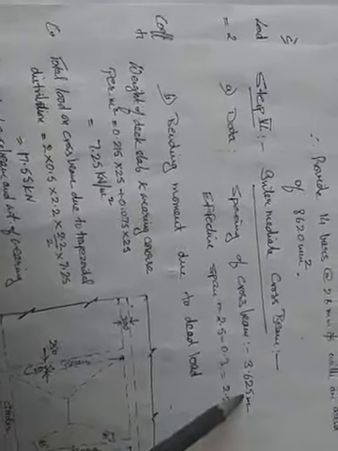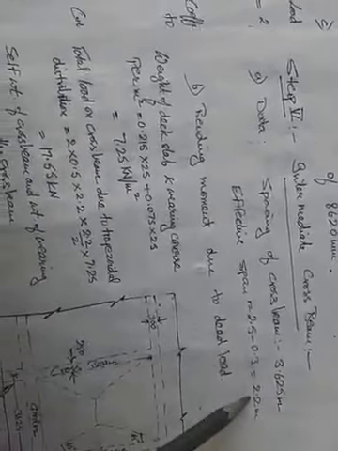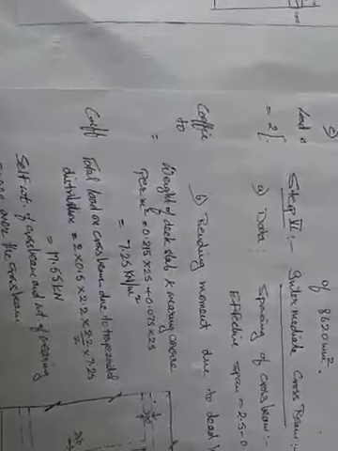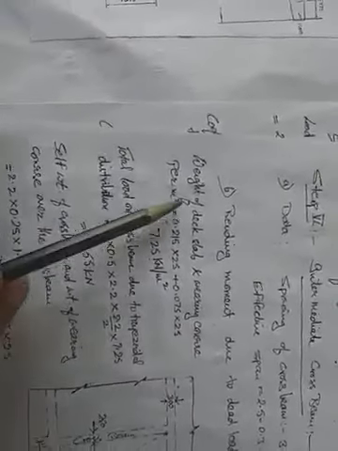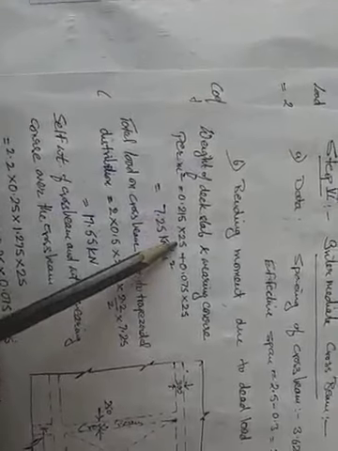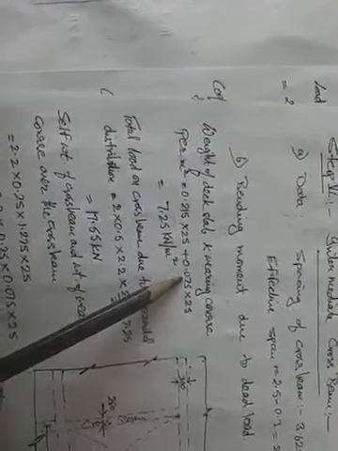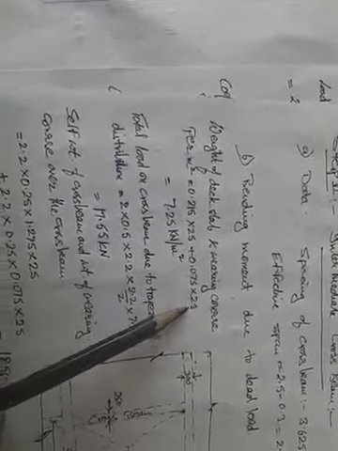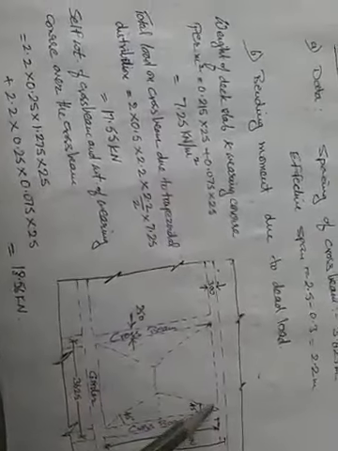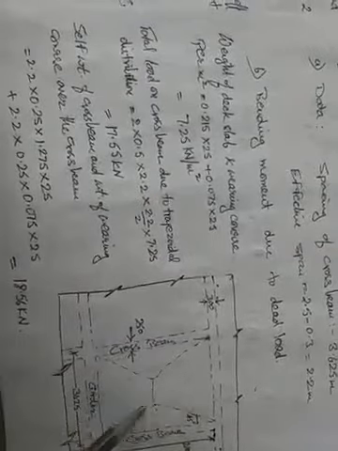Then the data I have given you. The spacing of the cross beam is 3.625. Effective span is 2.2 meters. Bending moment due to the dead loads. First is the weight of the deck slab and the bearing course per meter square. So I've told you it is 0.215, the thickness of the deck slab, into 25, the unit weight of concrete, plus the thickness of the bearing course into the unit weight of concrete. So this gives me 7.25 kilonewton per meter square of the intensity of the load.